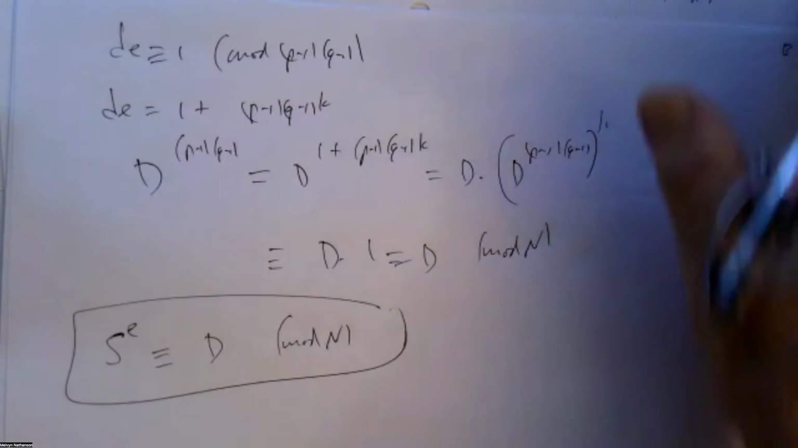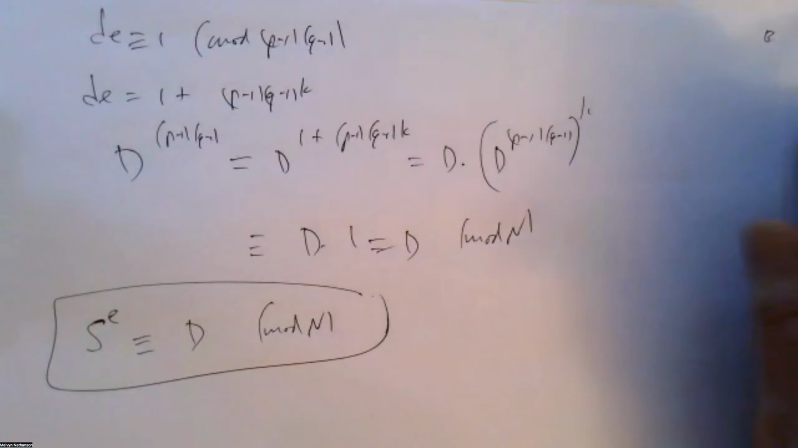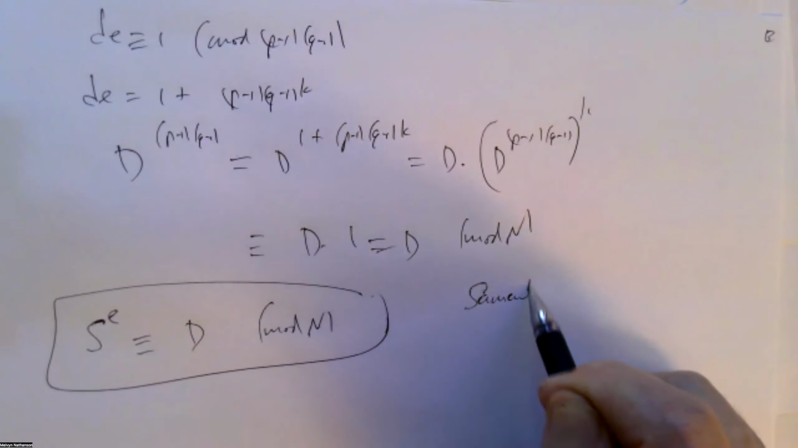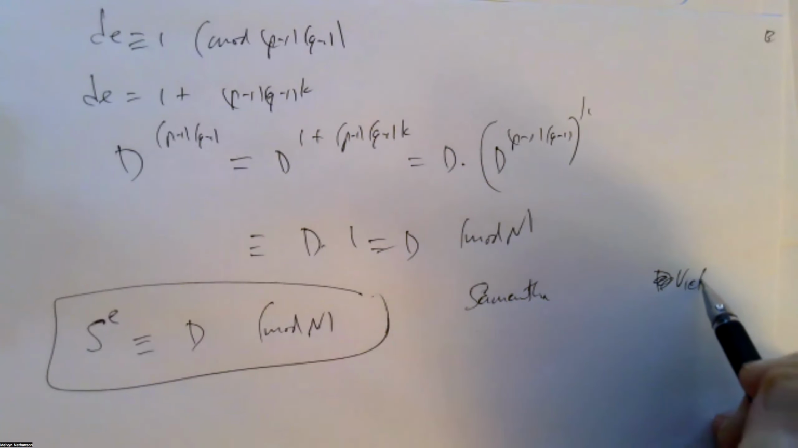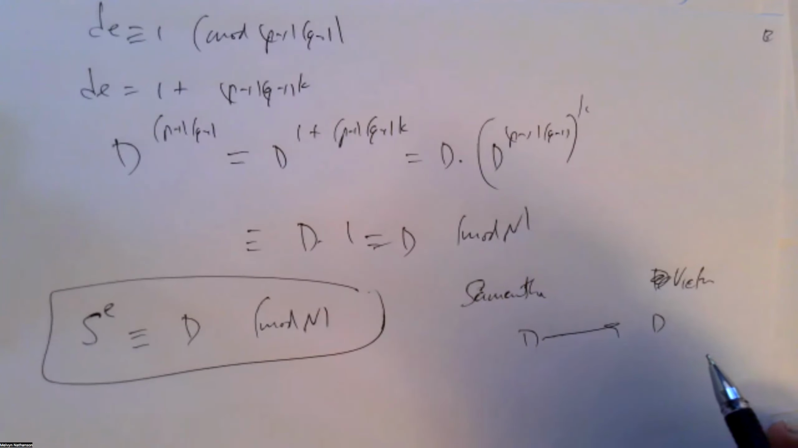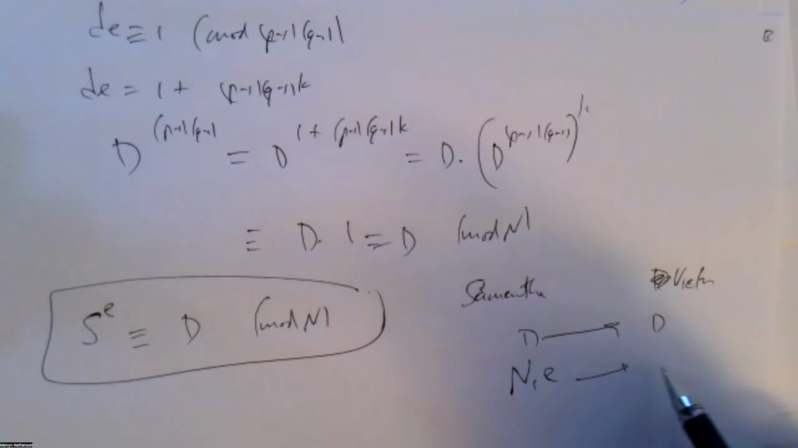So again, let me just summarize what's going on. Samantha sends some document D to Victor. She also sends the numbers n and e to Victor.